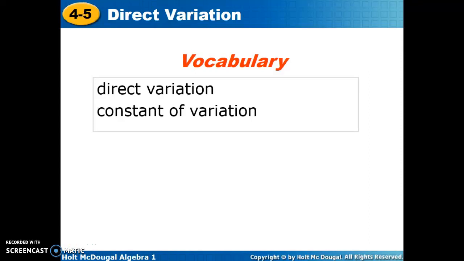Hello, today's lesson 4.5 is all about direct variation. We're going to take a step back and relax a little bit. We've been talking about slope-intercept form. Direct variation is a version of that. Two vocabulary expressions today: direct variation and constant of variation. Please write those down and we'll come up with our definitions for our notes.